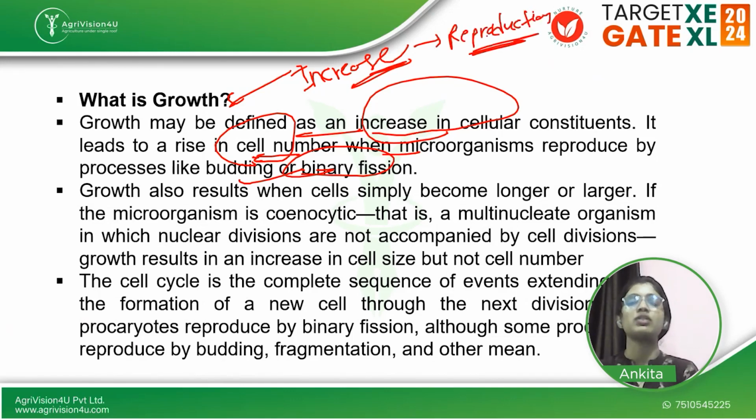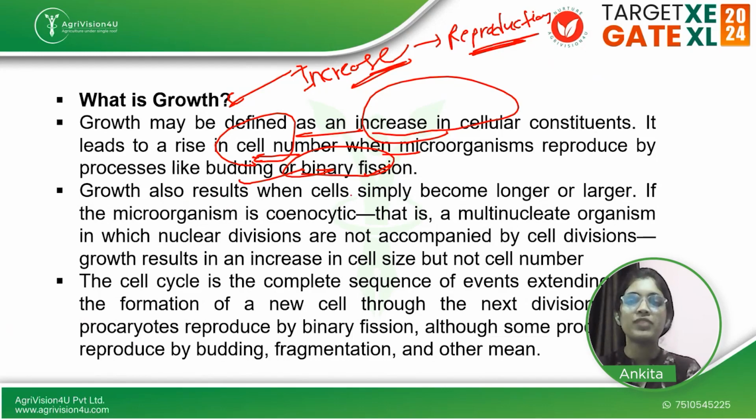Now, in the case of microbes, reproduction can be by budding, or by binary fission, or sometimes there can be asexual reproduction also. There are many types. Here processes like budding and binary fission we have taken as examples. These processes will lead to an increase in cell number, and that increase in cell number is nothing but your growth. Besides this, there are many things which come under growth.